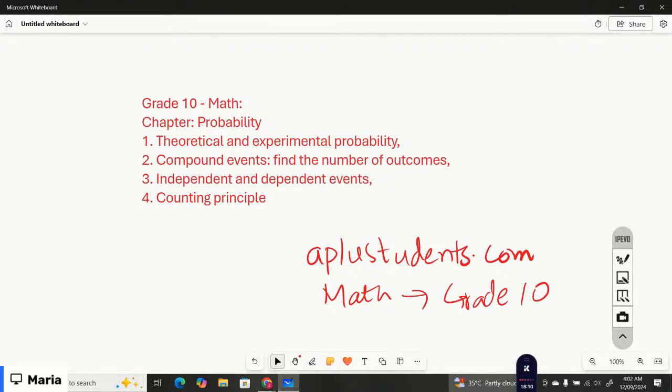There you can find a list of the chapters. We're going to start with the chapter probability, and the lessons we're going to cover today are theoretical and experimental probability, compound events find the number of outcomes, independent and dependent events, and counting principle. So please make sure you have your notebook and pencil so that you can note down the important examples and definitions as well.